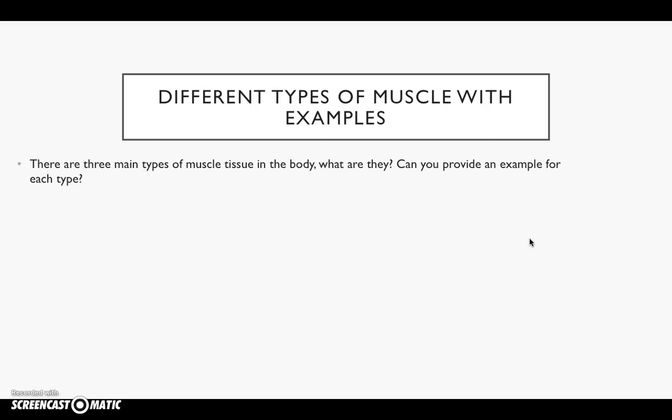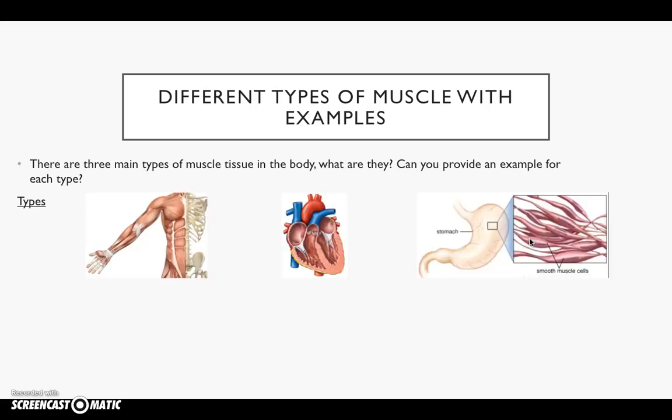If you can't, what you've actually got is three pictures. See if those pictures help you out with regards to the different types of muscle tissue in the body. Once you've done that, provide an example for each one. Once again, if you can do that now, pause and provide an example for each type of muscle tissue. If you can't, here are some fill in the gaps for you.